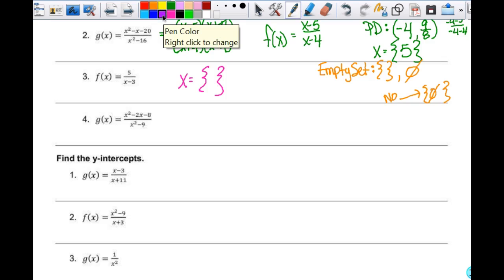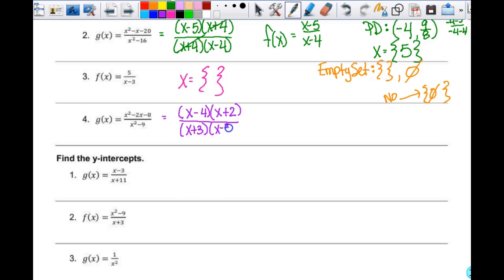All right. So then let's look at 4. I'm going to factor it. This is going to give me x minus 4 times x plus 2, right? Over x plus 3 times x minus 3. Nothing cancels, right? So my zeros are what? Okay, so negative 2 and positive 4. That is set notation, yes. It should be in order, yes.